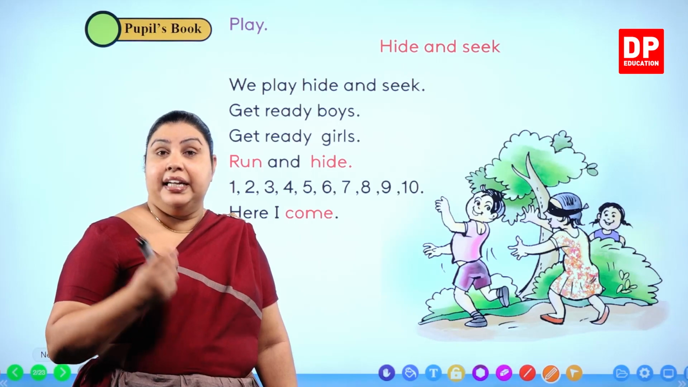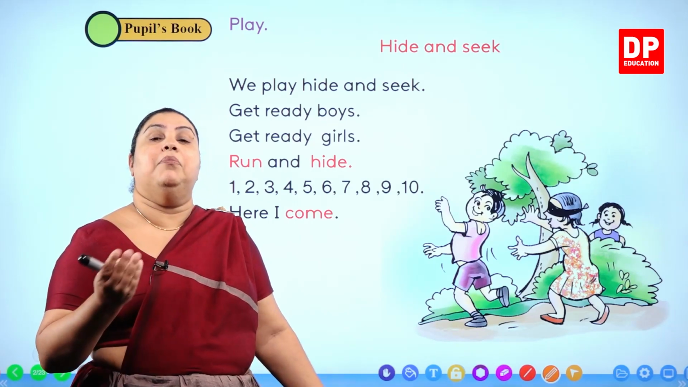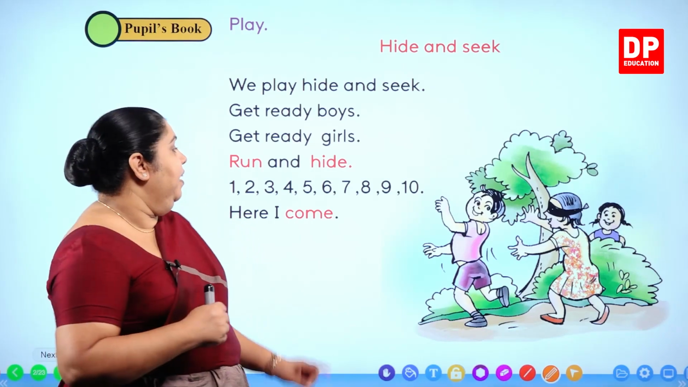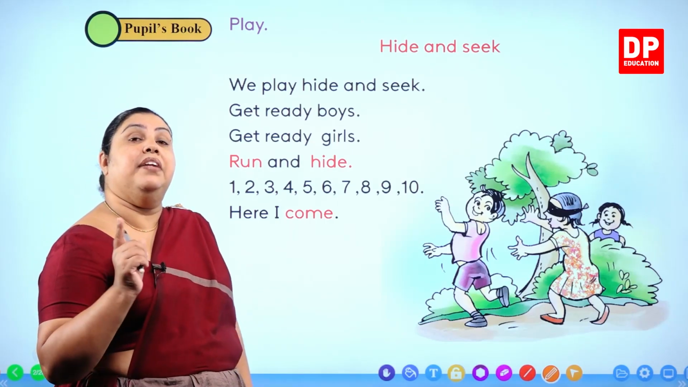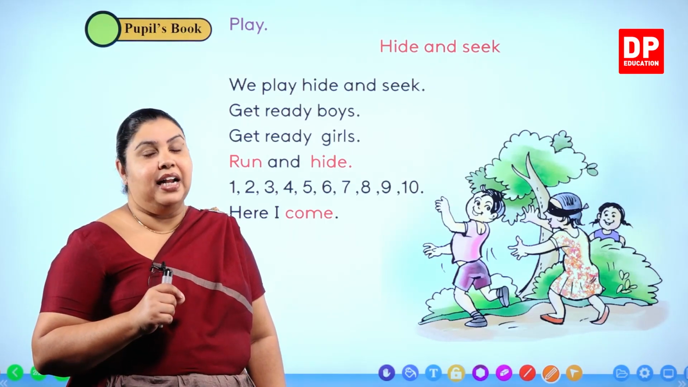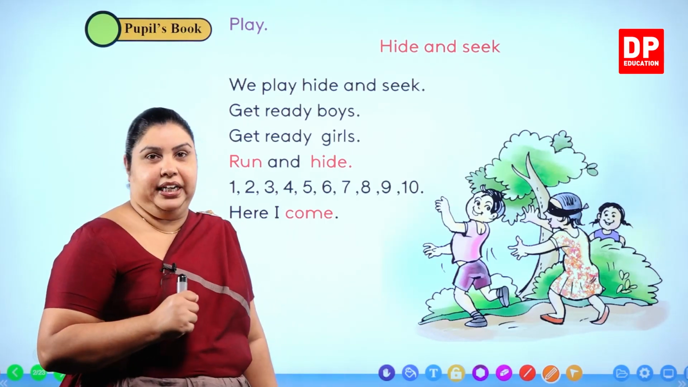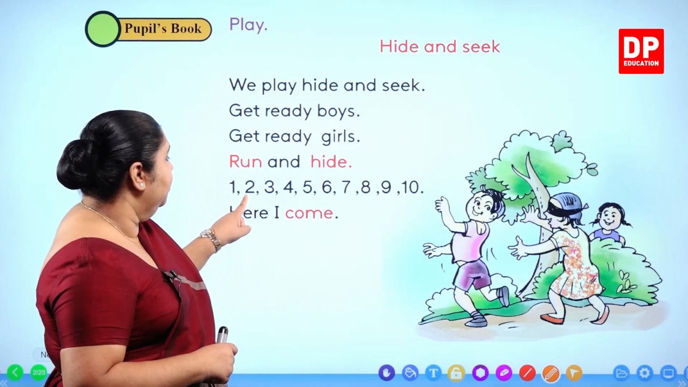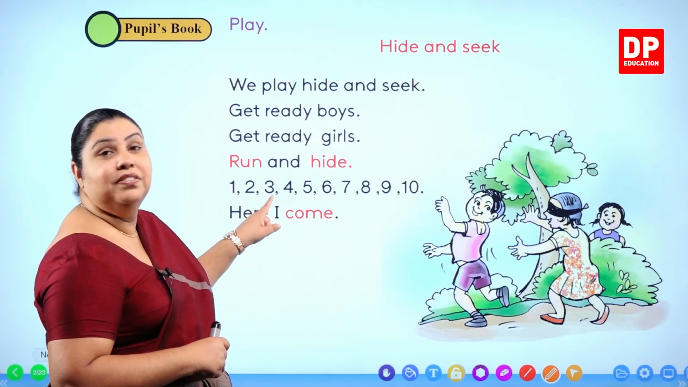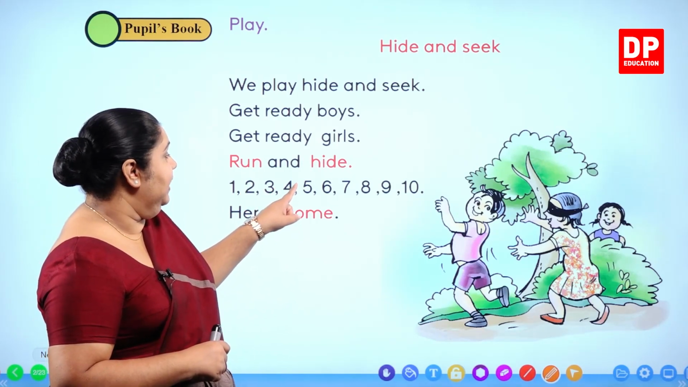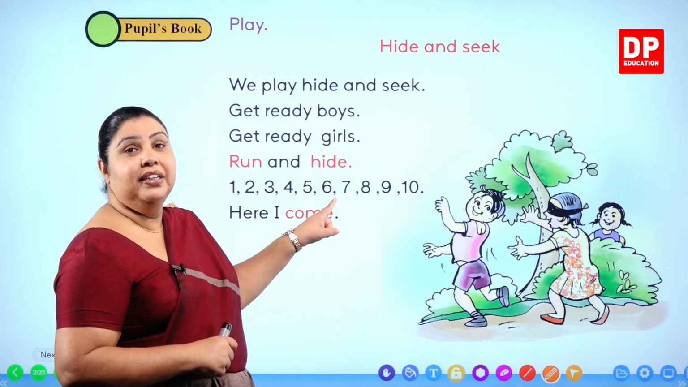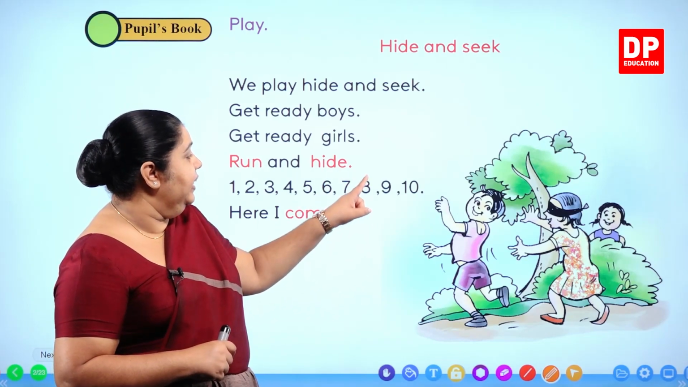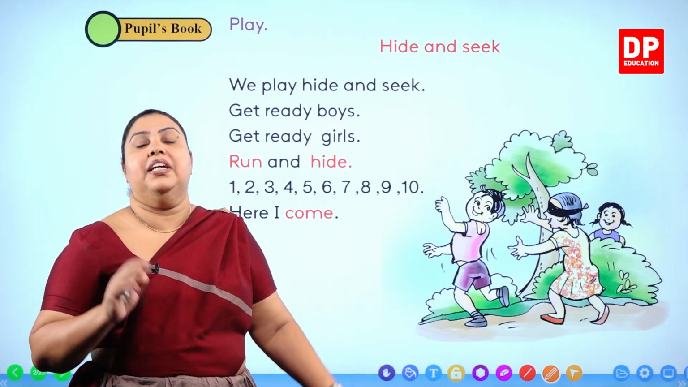You are in grade 3 now, and you know how to count numbers up to 10. So let's start counting now. Okay? Shall we start? 1 2 3 4 5 6 7 8 9 10.